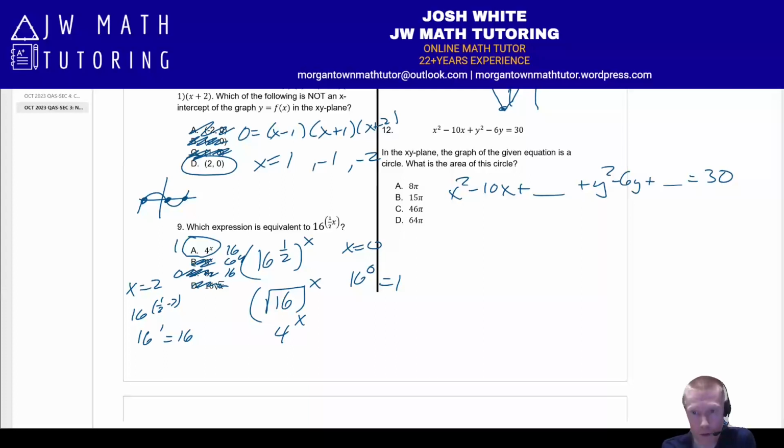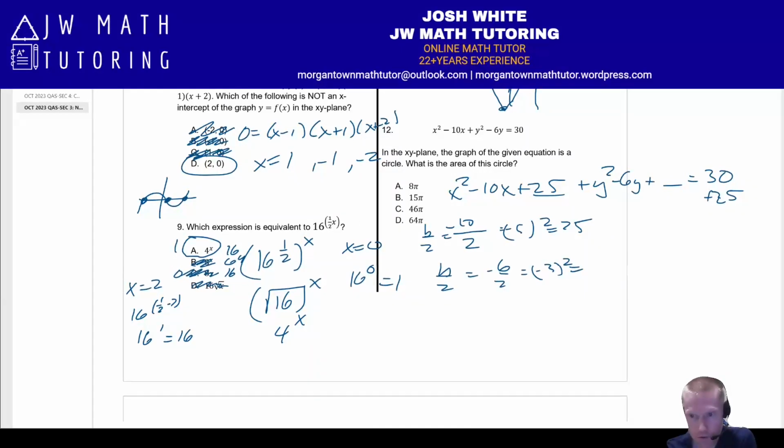So the way that works is, of course, you take the number in front of just the x term, and you take half of it, basically b over 2, and then you square that, and that goes in a blank on the left, and it also gets added to the right. And similarly, we do the same thing with the y term, -6 over 2, which is -3. We square that, we get 9. That adds to the left, and it also adds to the right.